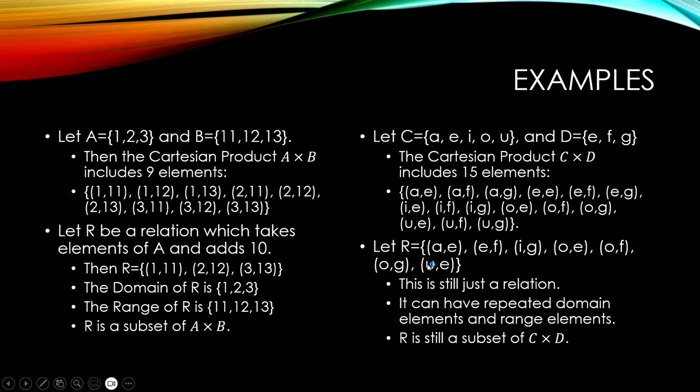If we let R be {AE, EF, IG, OE, OF, OG, UE}, this is still just an example of a relation. It's just some subset of the Cartesian product. In this case, we have 1, 2, 3, 4, 5, 6, 7 different ordered pairs. A relation can have repeated domain elements and range elements. That does not matter. And it's just a subset of the Cartesian product.